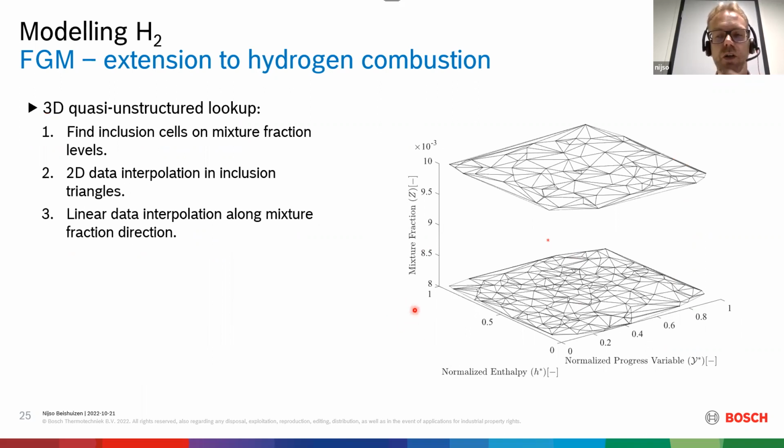So in this quasi 3D lookup, we want to retrieve a quantity at a certain point in the progress variable space, and we therefore find the two mixture fraction levels that enclose the query point. We find the 2D faces that contain the query point. Then we do a 2D interpolation twice for the mixture fraction levels stored in the lookup table. And after that, we linearly interpolate along the mixture fraction direction.